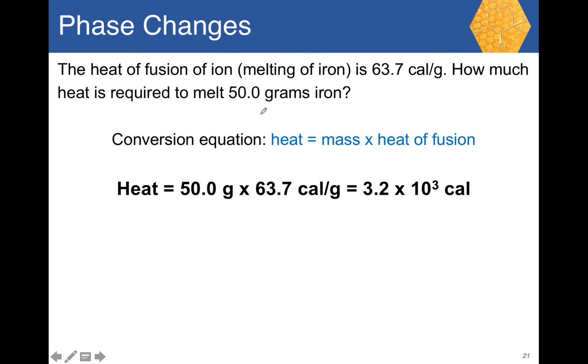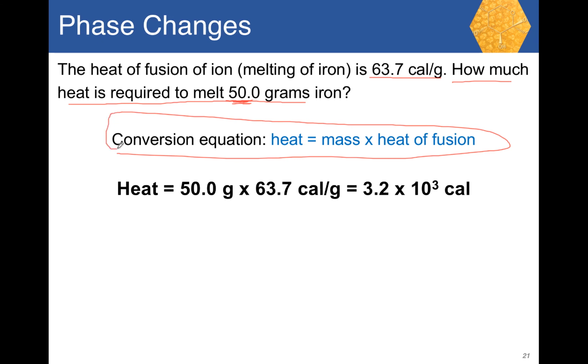Let us look at another example here. So let's get outside the box of water. Of course, as you know, we can melt iron, for example. The heat of fusion for iron is 63.7 calories per gram. So if you ask how much heat is required to melt 50 grams of iron, notice here 50 grams this time, here's the conversion equation that you'll need and will be given. This is a constant, so that will be given or known.